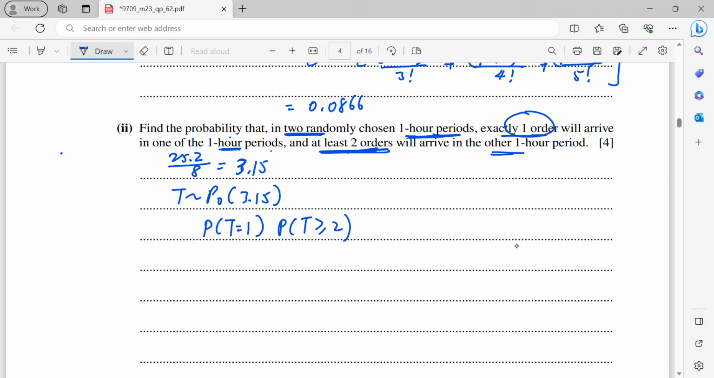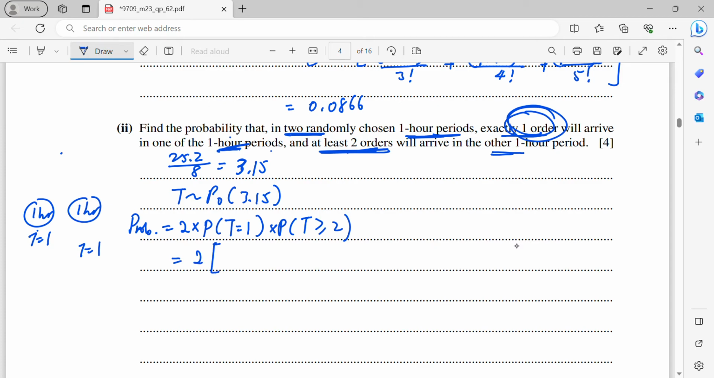Now for your information, it doesn't mention which hour has the one order; it just arrived in one of the 1-hour periods. So it's like this: this is the first hour, and this is another 1 hour. I'm not sure whether the first one is T equals 1 or the second one is T equals 1. That means for this, I need to multiply by 2, because it can be the first hour or the second hour for T equals 1. So probably I will just write probability equals 2 times, because of the sequence there, and put a bracket.